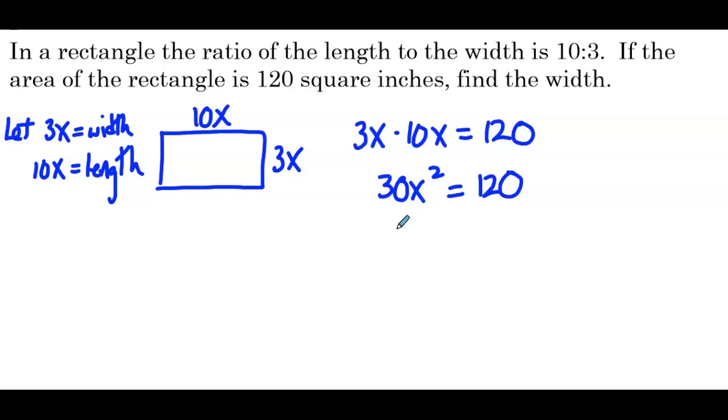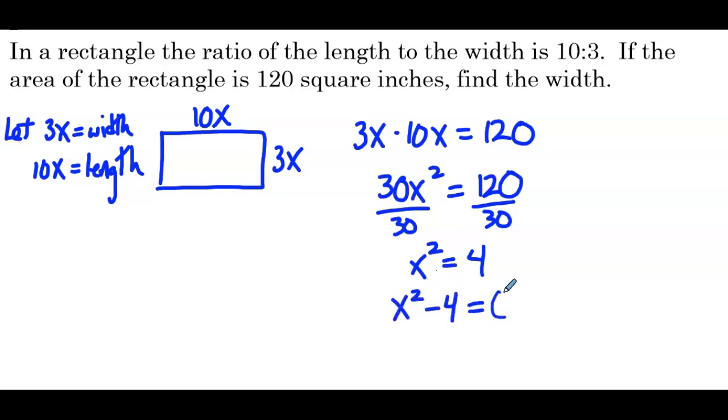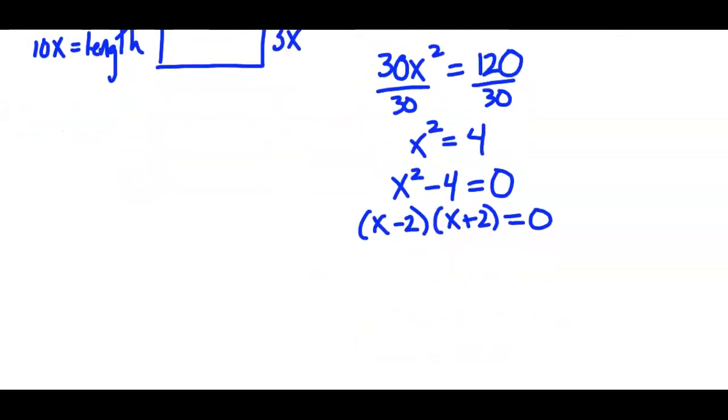So we can divide both sides by 30, and we have x squared equals 4. Now again, we have a quadratic equation that we're looking to solve, so let's set it equal to 0. So x squared minus 4 equals 0. We can factor using the difference of two squares. x minus 2 times x plus 2 equals 0. So we know that either x minus 2 equals 0 or x plus 2 equals 0. So either x equals 2 or x equals negative 2.